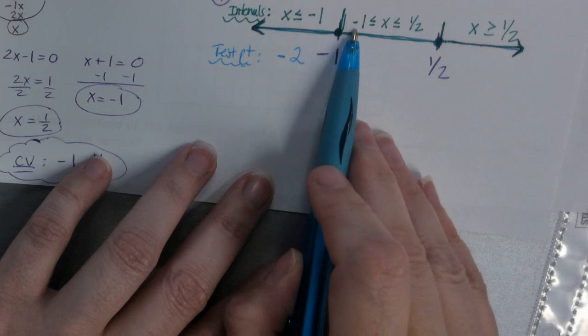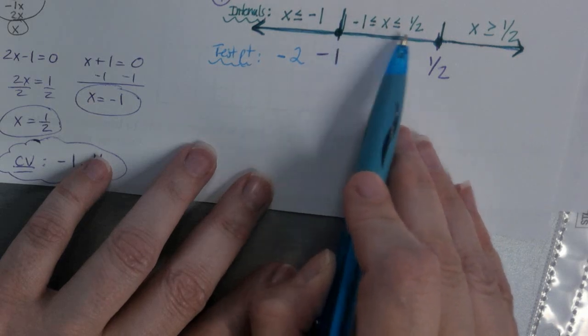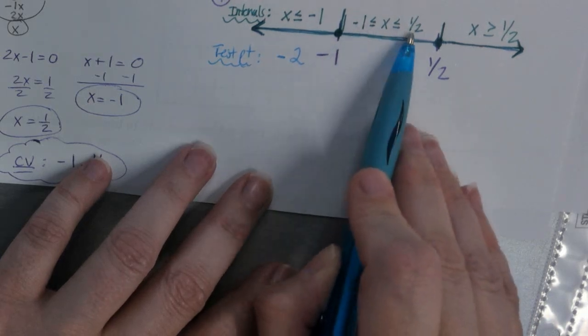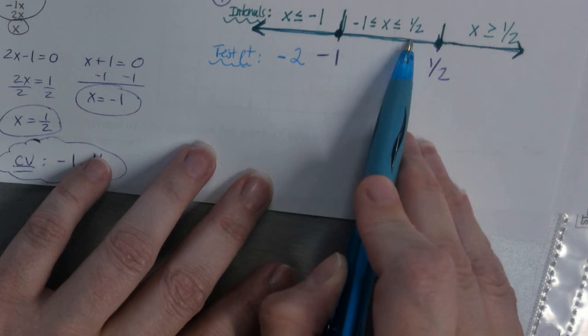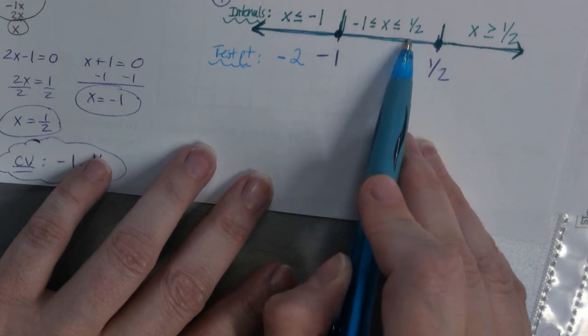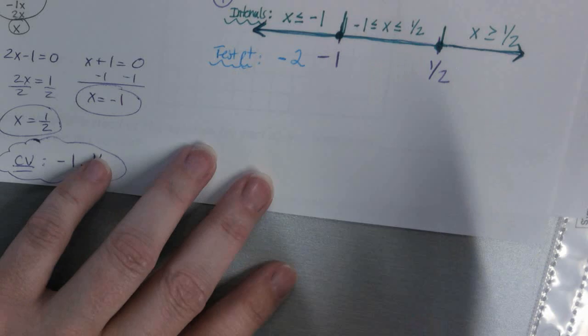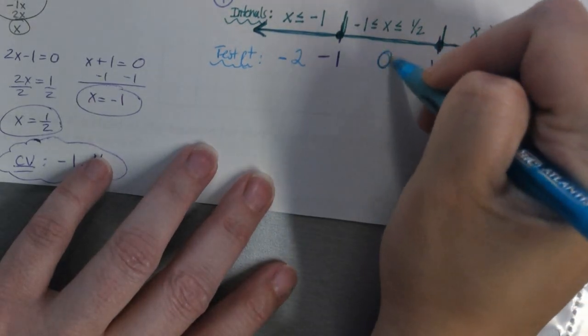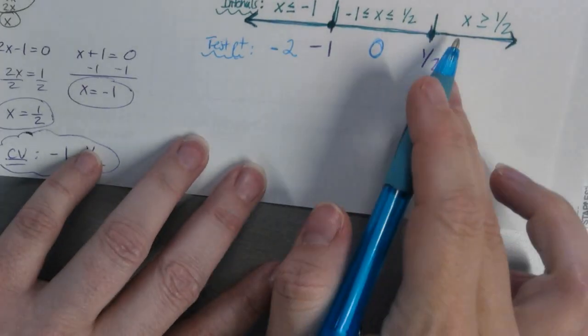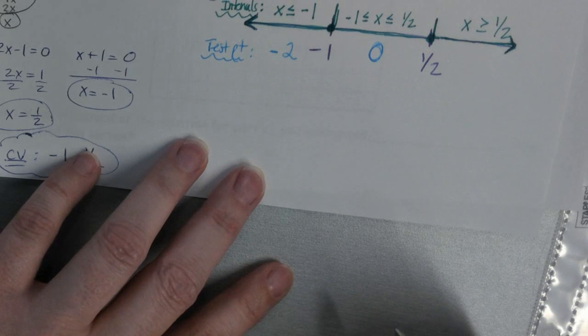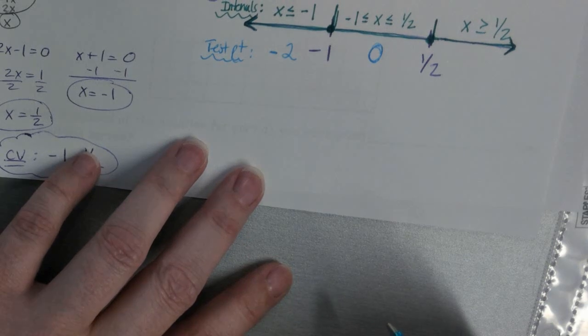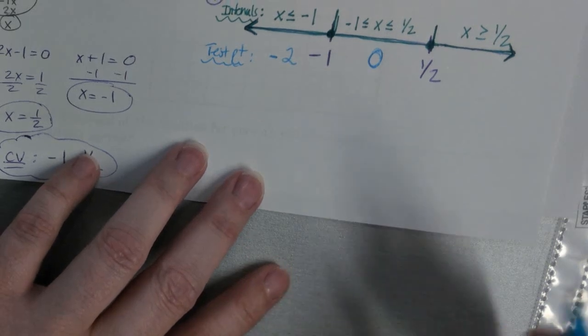Okay, this is -1 is less than or equal to x, which is less than or equal to 1/2. So it has to be in between those. So between -1 and 1/2. What do you think? 0. Excellent choice. All right, and then the last one, x is greater than 1/2. Yeah, let's just do 1.